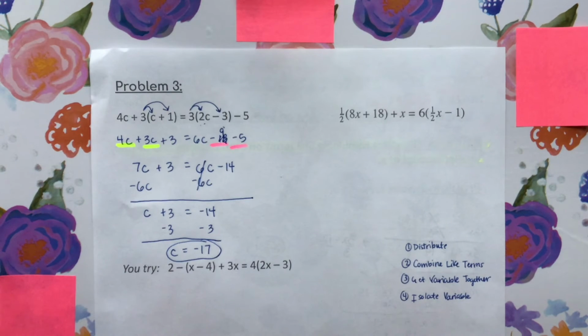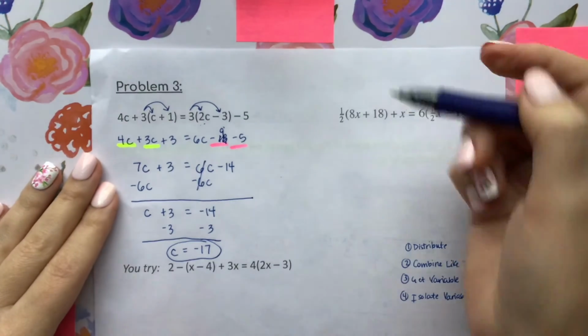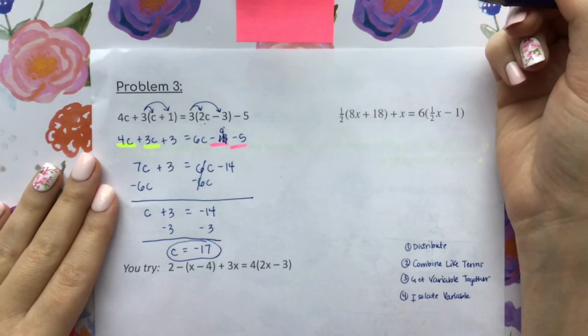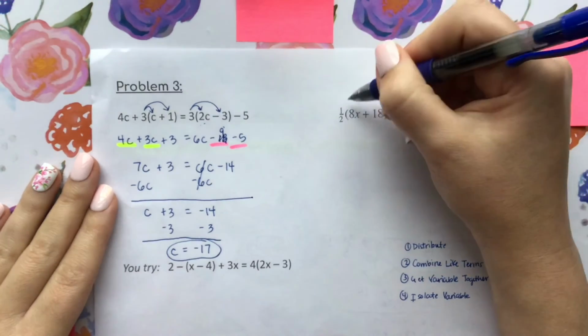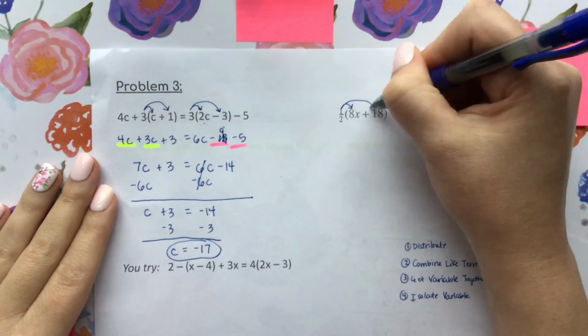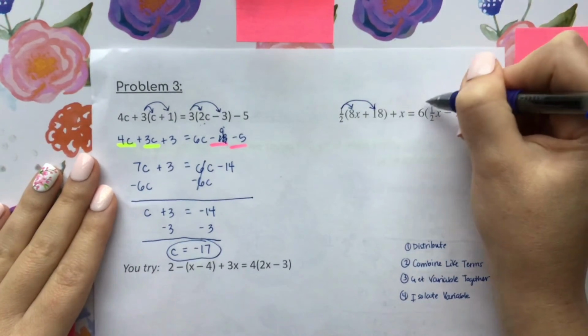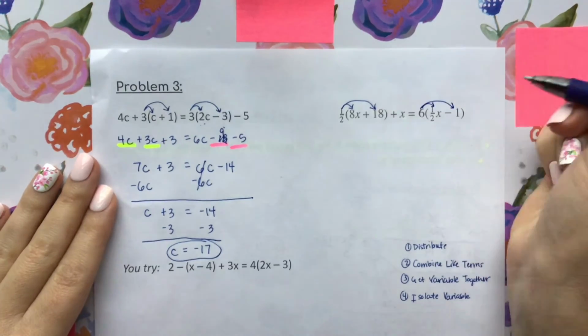In this next example, I'm distributing once again, and it's okay if you're distributing a fraction. Just think 1/2 of whatever is in the parentheses, divided by 2. Multiplying by 1/2 and dividing by 2 is the same thing. So those two guys get that 1/2, and these two guys get the 6.